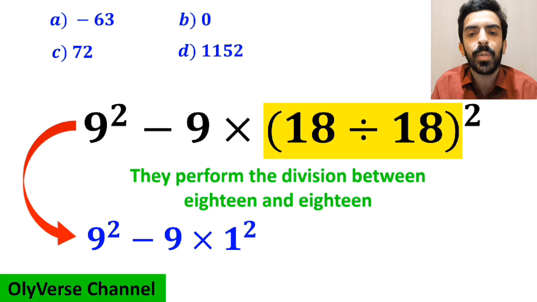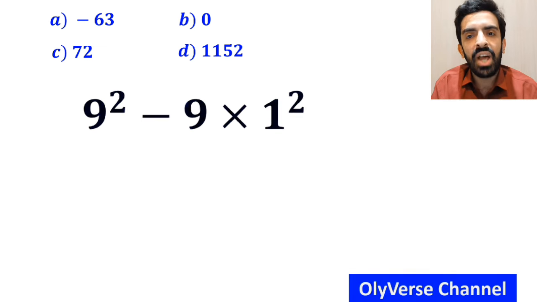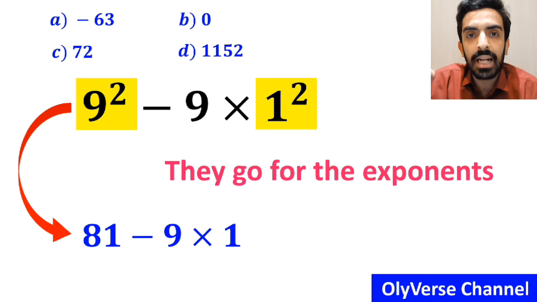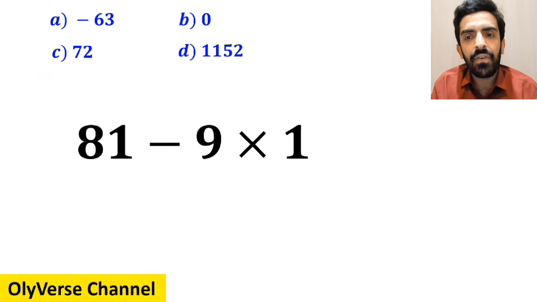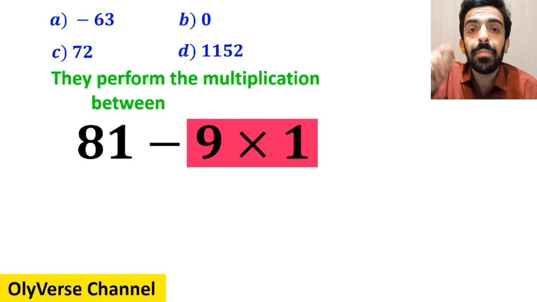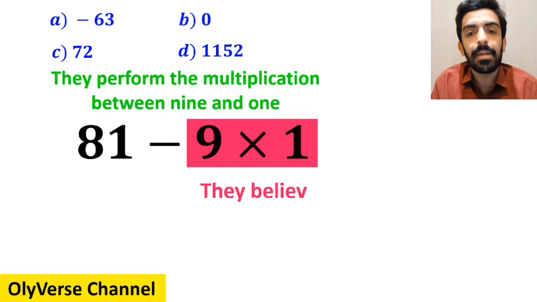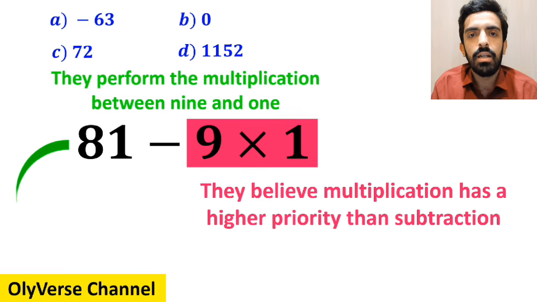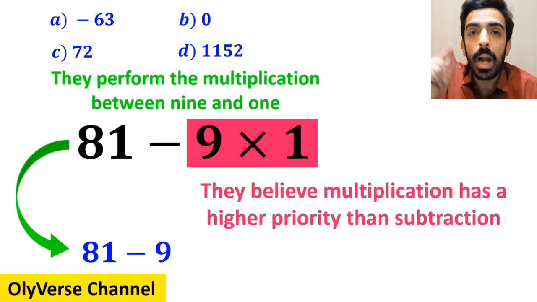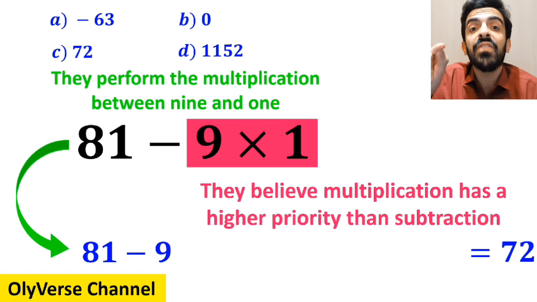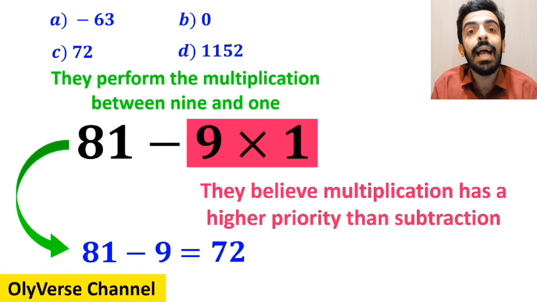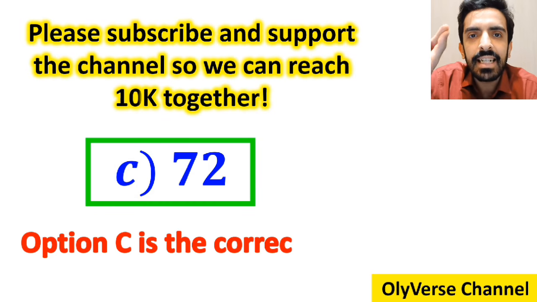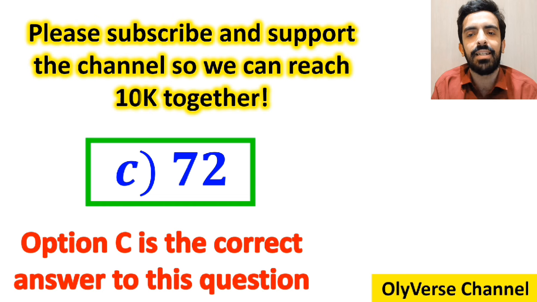squared minus 9 multiplied by 1 squared. Then, they go for the exponents and write this expression as 81 minus 9 multiplied by 1. And the final step, they perform the multiplication between 9 and 1 because they believe multiplication has a higher priority than subtraction. So, this expression simplifies to 81 minus 9, which finally gives them the answer 72. And without any hesitation, they quickly say that option C is the correct answer to this question.